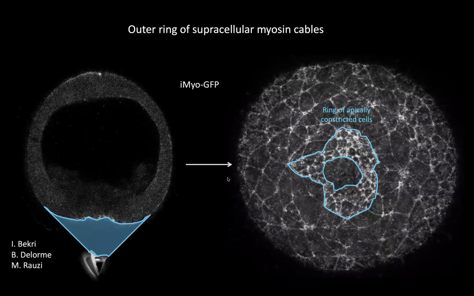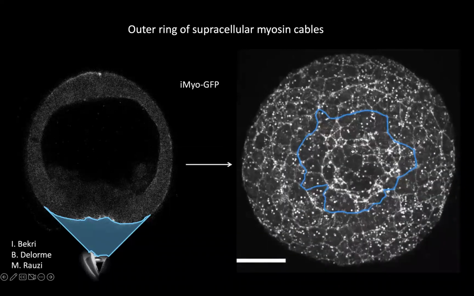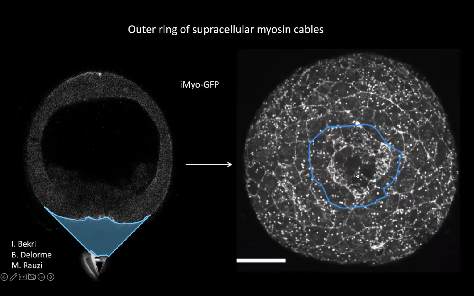So if we go back to the observation of the sea urchin with the myosin microscopy, you see you have your ring of apically constricted cells, and if you look carefully, in the cells that are outside this ring, you have some kind of orientation of the junctions. You have some long supracellular myosin cables forming. And if you look at those cables during the invagination, so you have here the invagination of the center.